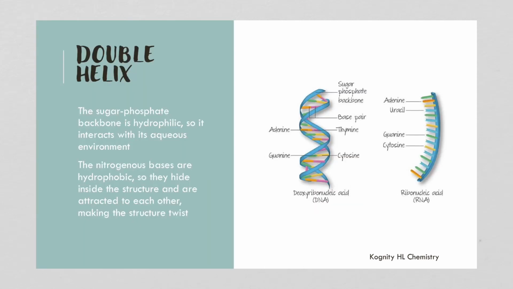So again, a very familiar structure for DNA is the double helix. And the reason why it forms a double helix is, first of all, the 2 strands hydrogen bond to one another, but then the sugar phosphate backbone is hydrophilic. So it wants to interact with the aqueous environment, but the nitrogen bases are hydrophobic. So they hide inside the structure and they get attracted to each other, and that makes the structure twist.